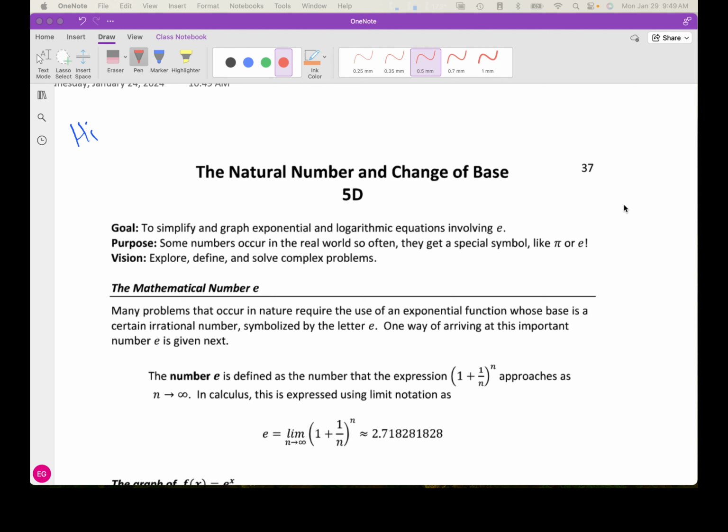Today we're going to be learning about something called the natural number, as well as a formula or a way for us to change the base of logs in case we want to work with a different base that might be a little bit easier for us to work with, like maybe base 10 doesn't work, but base 2 would have been nice. So we'll learn how we can change the base.